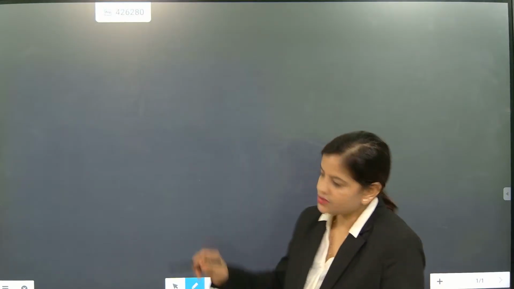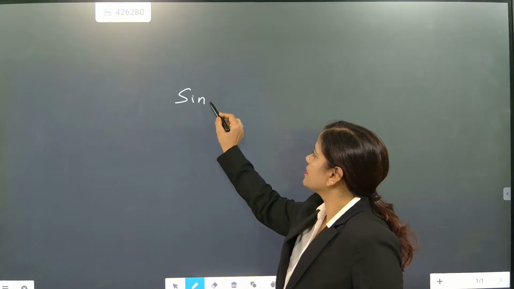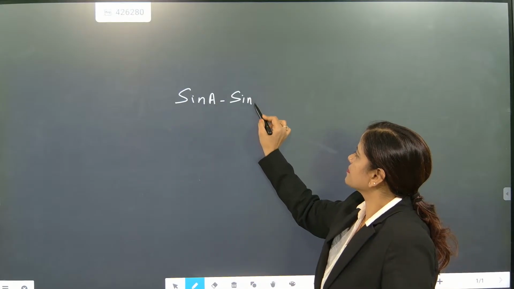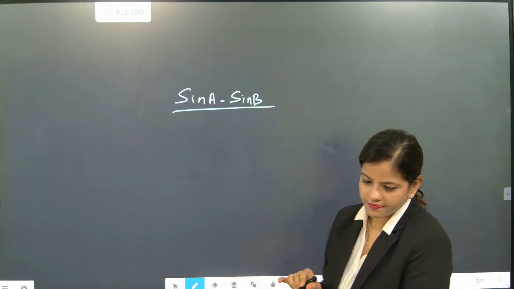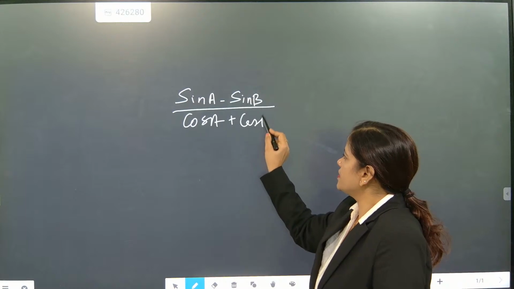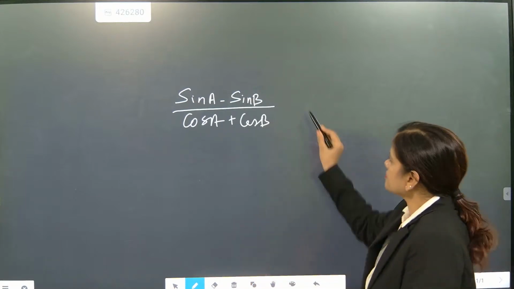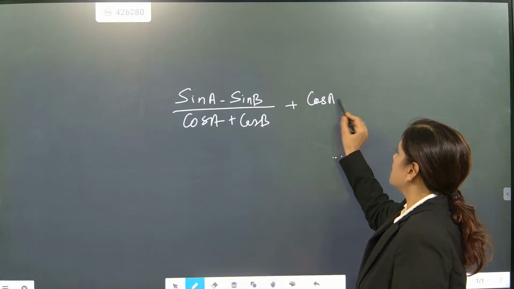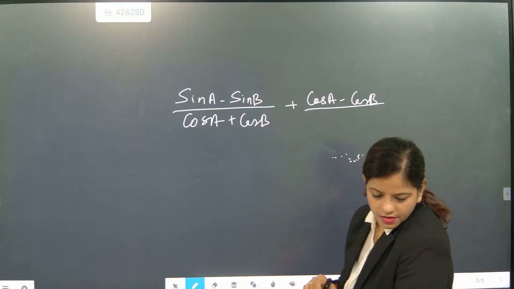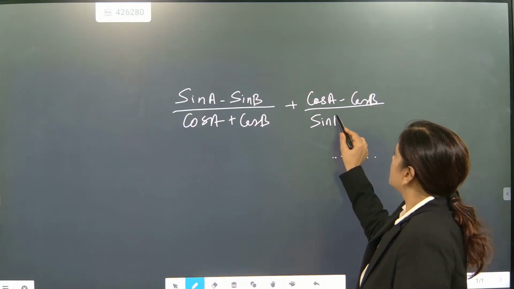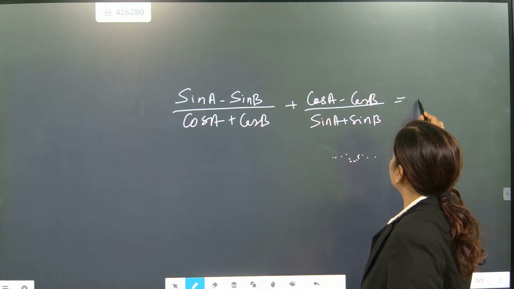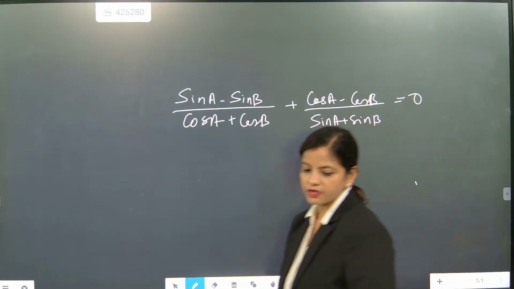Yeah, no problem. So now here it is coming as (sine A minus sine B) by (cos A plus cos B), plus (cos A minus cos B) by (sin A plus sin B), equal to 0. Prove it. Is it possible to prove?